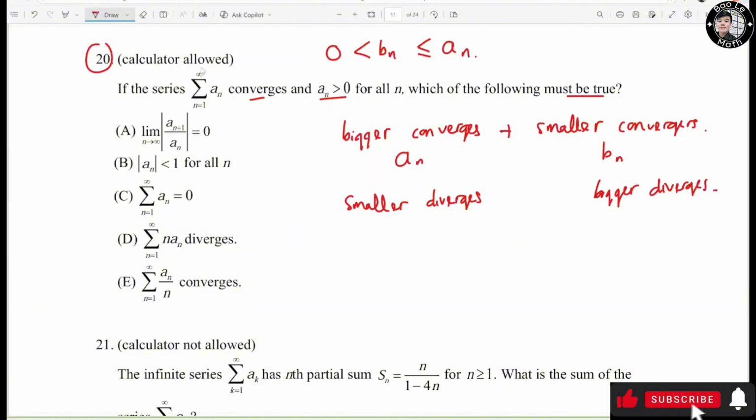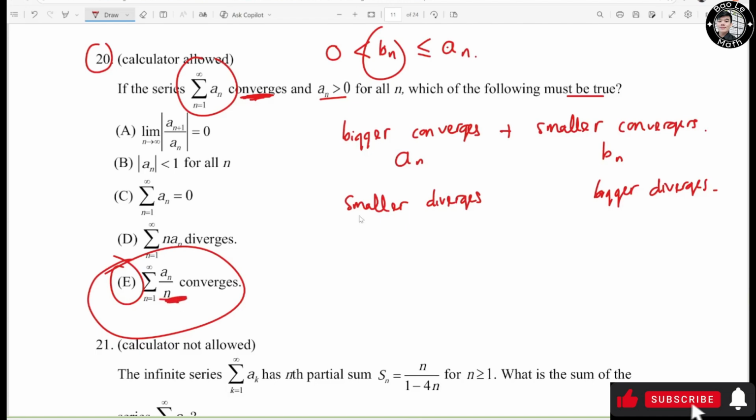Now we look at this one right here, a sub n converges, right? a sub n is greater than this one. So if this one converges, this one must be convergent, right? So we look for the answer right here. Which one is smaller than a sub n? Actually this one right here. Because we divide the series a sub n by a positive number, it could be less than this one, right? So the answer must be E. Because a sub n converges, the smaller one converges by the direct comparison test right here.